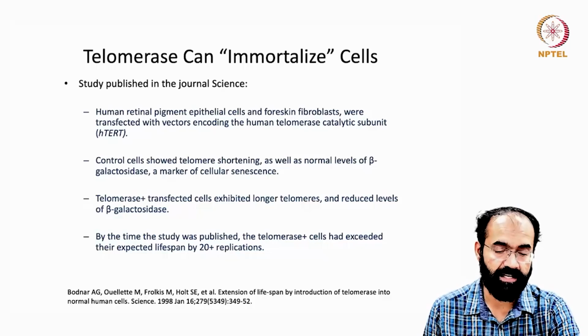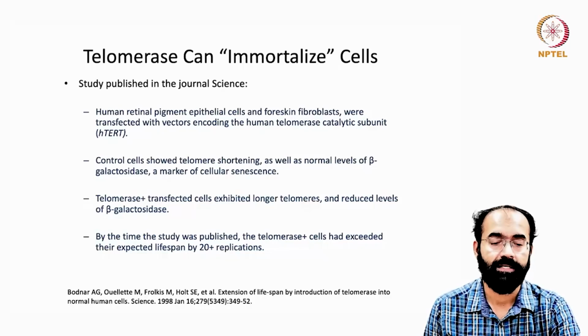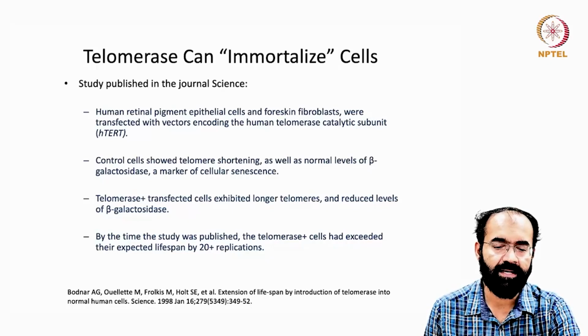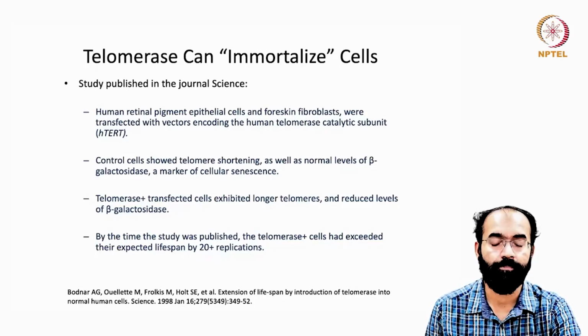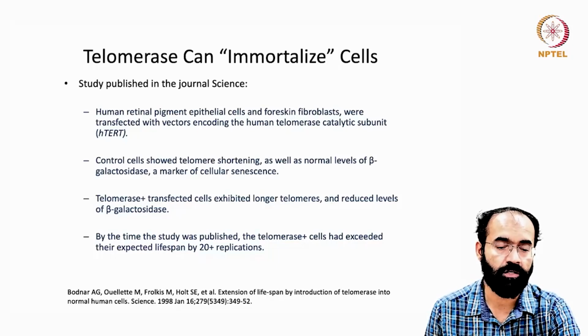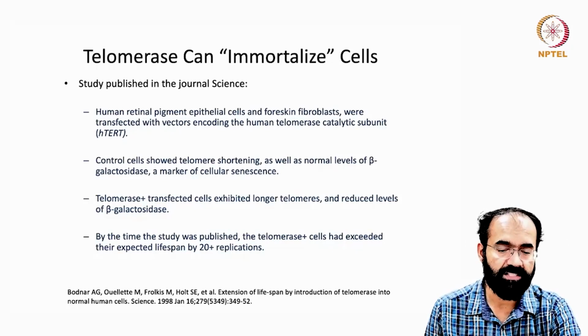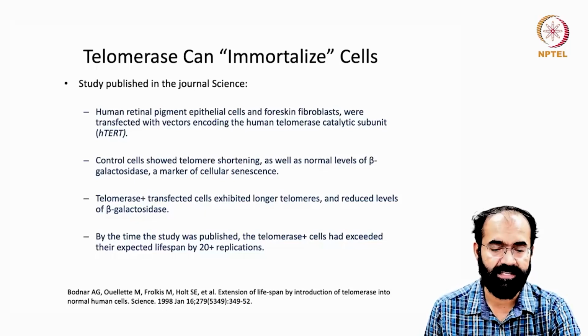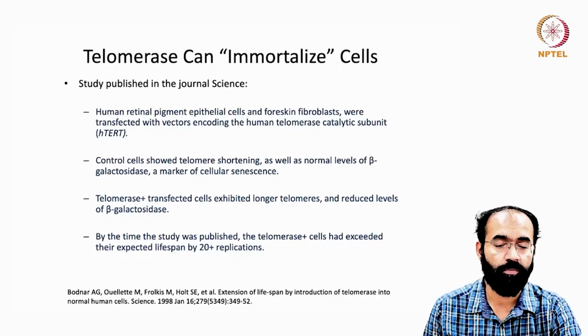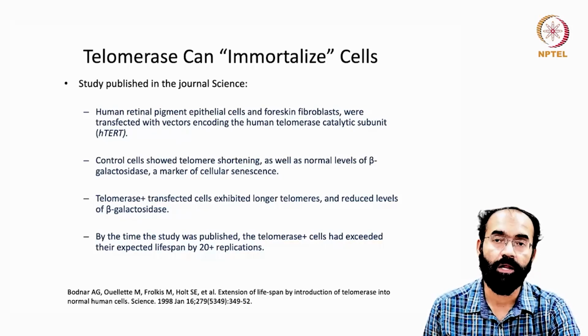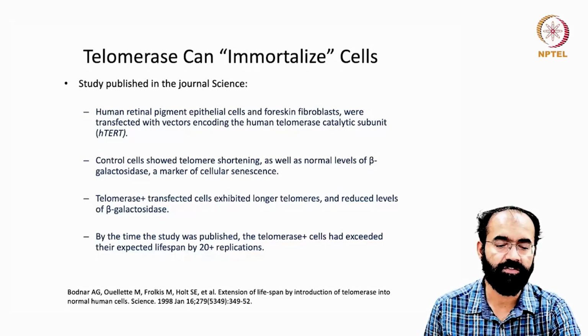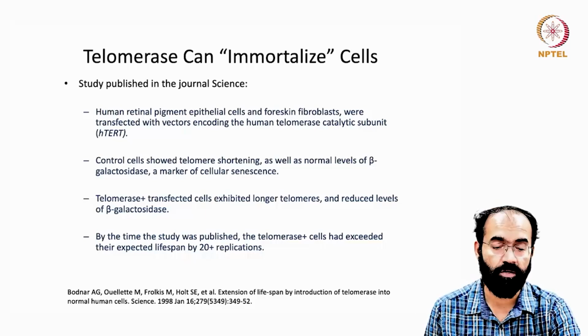A study published in the journal Science has shown that human retinal pigment epithelial cells and foreskin fibroblasts were transfected with vectors encoding the human telomerase catalytic subunit, also known as hTERT. When you express it, what happens to them? Control cells showed telomere shortening as well as normal levels of beta galactosidase, a marker for cellular senescence. Telomerase-transfected cells exhibited longer telomeres and reduced levels of beta galactosidase, that means reduced cellular senescence.